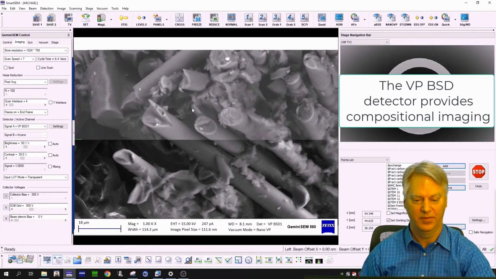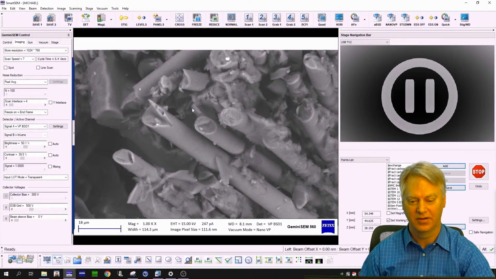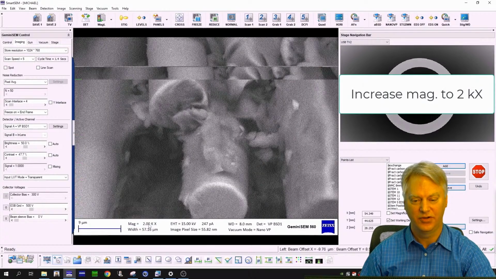If I switch, on the beam sleeve we also have a variable pressure BSD detector that'll show compositional information. We can see there's a speck at the top here that is different in composition than the rest of it. So there's something there. The rest of it's all carbon, which is what's expected.